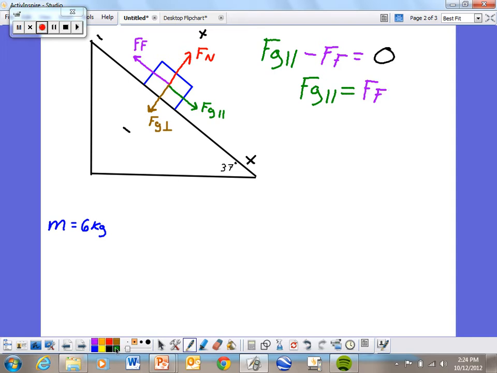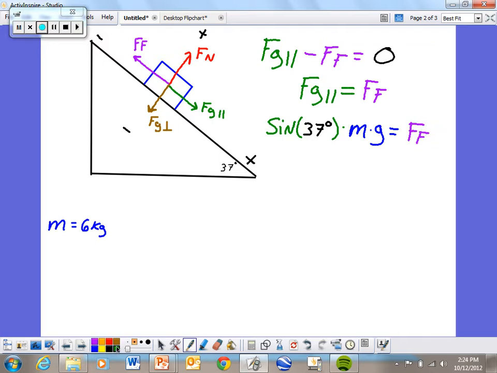Thankfully, we have an equation for force of gravity parallel. If you don't remember, please look in your notes. But it is right here: sine of the angle of the hill, which is 37 degrees, multiplied by the force due to gravity, which is mass, given in the problem as 6 kilograms, times g, which is 9.8 meters per second squared. And all that is going to equal our force of friction.